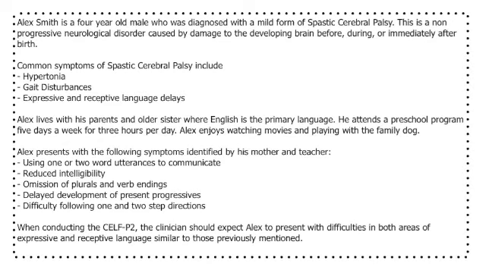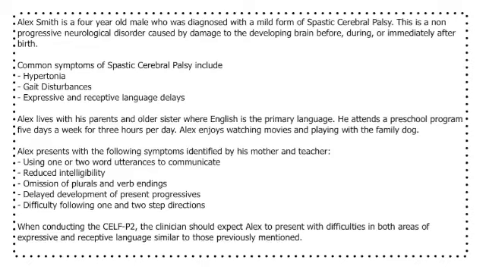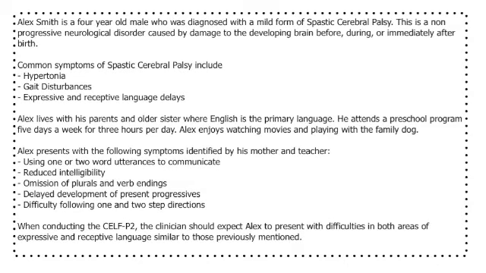Alex presents with the following symptoms: using 1 or 2 word utterances to communicate, reduced intelligibility, omission of plurals and verb endings, delayed development of present progressives, and difficulty following 1- and 2-step directions. When conducting the CELF-P2, the clinician should expect Alex to present with difficulties in both areas of receptive and expressive language similar to those previously mentioned.